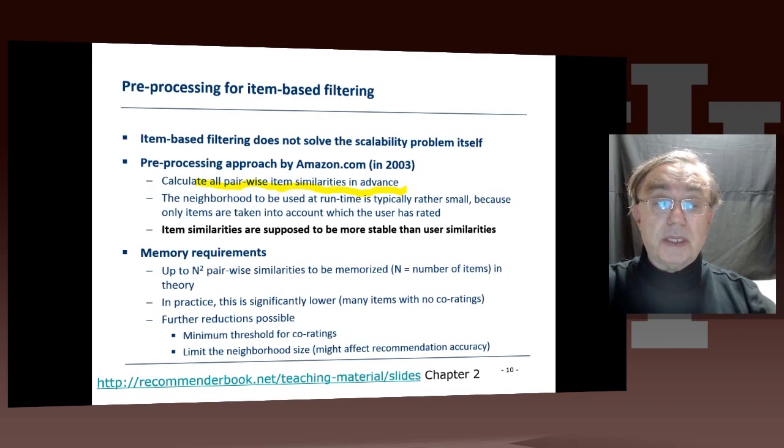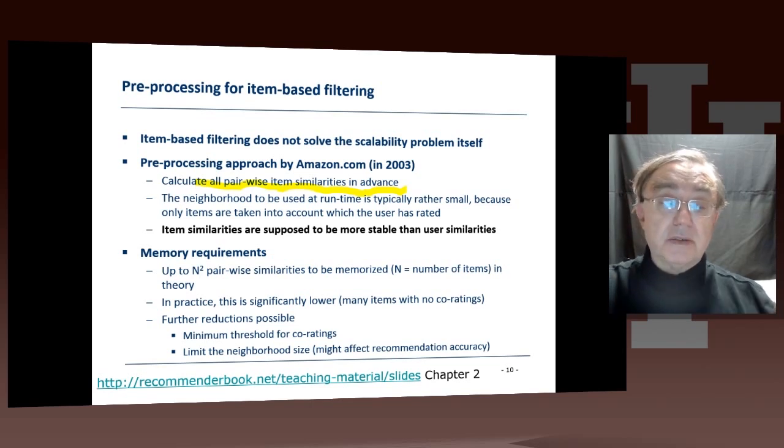Another important comment is that item similarities are supposed to be more stable than user similarities. Remember, the user similarities are the ones we discussed in the previous unit. Then we have this neighborhood, and exactly how big that neighborhood is. The comments are that it's typically quite small, but I don't see any strong documentation of those statements.